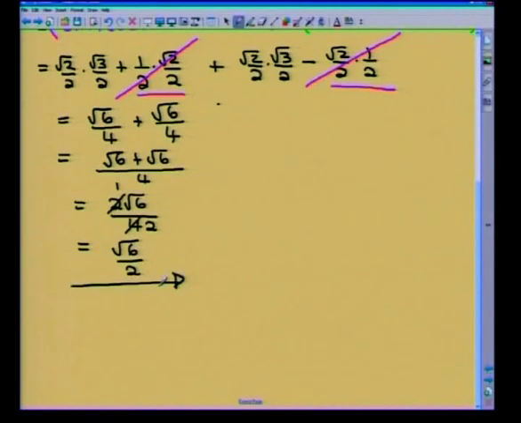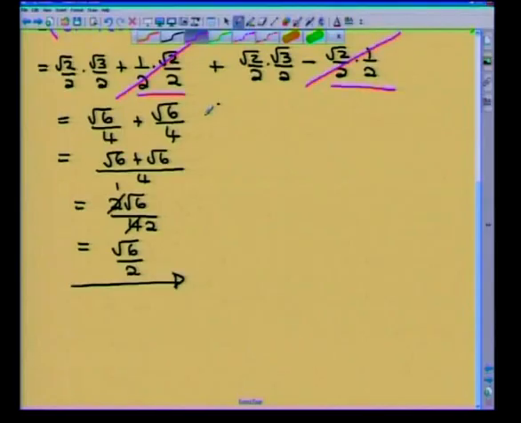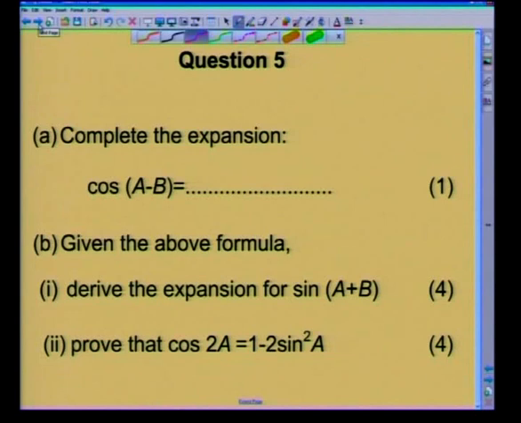You will see various versions of this. They do ask it in all sorts of ways. What is quite nice is when you have something like this happen, it just cuts down the work. But if you had had plus root 2 over 4, and then over here minus root 2 over 4 in the very next step, that would have gone. So it wouldn't have made a difference if you did that or not. Right, let's move to the next question.